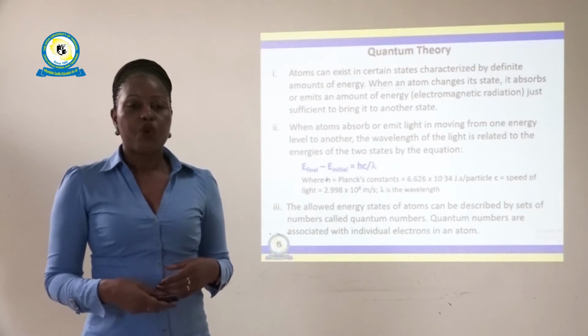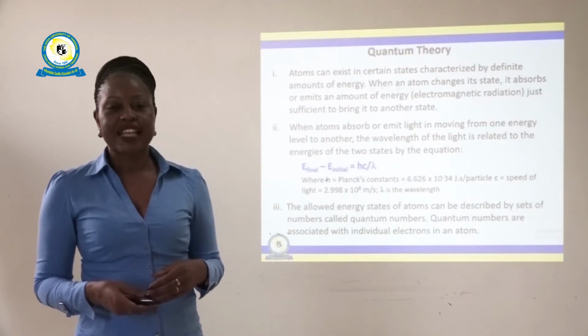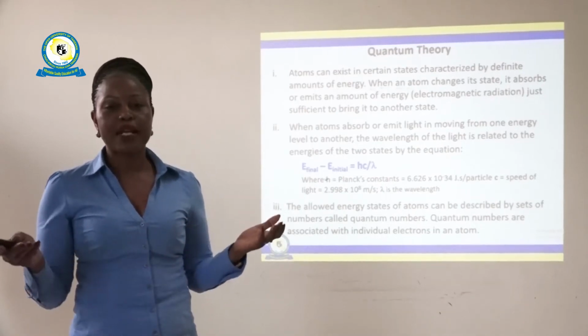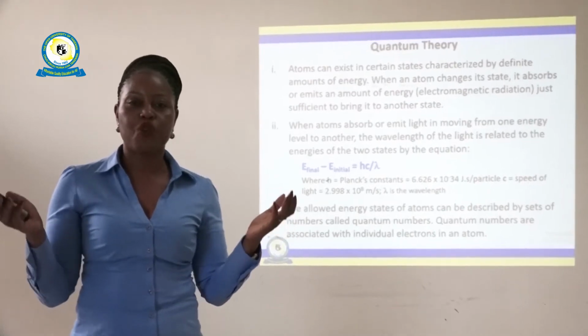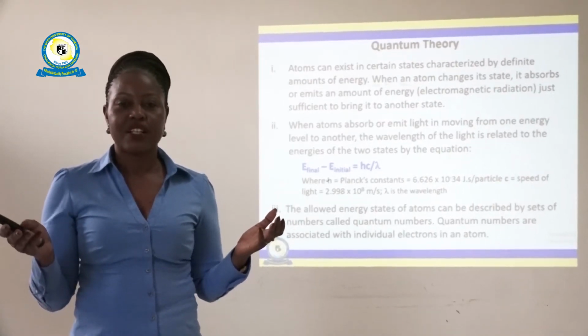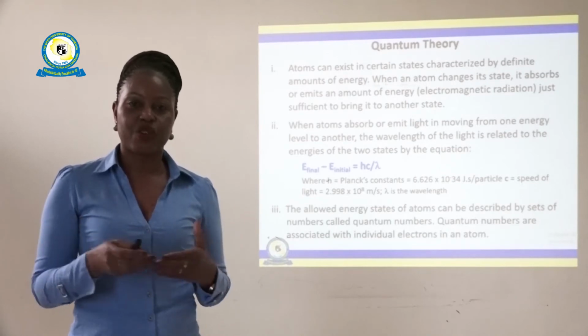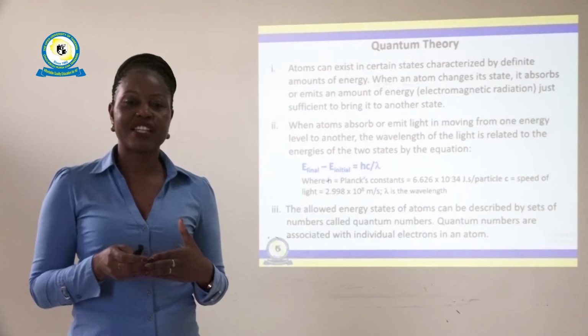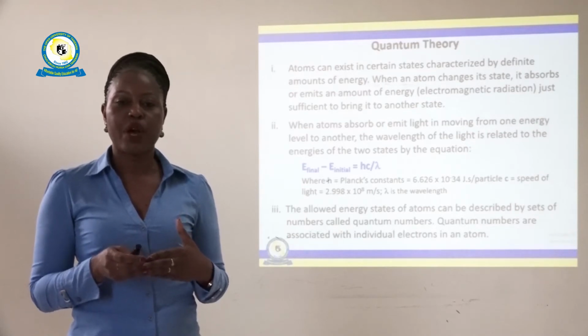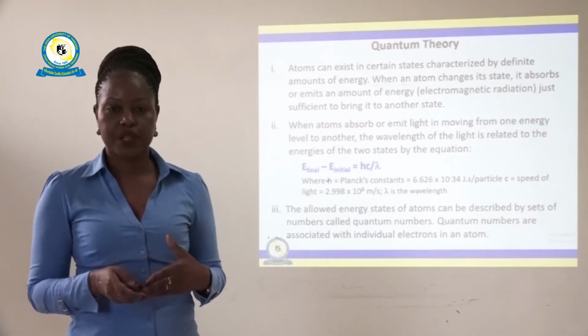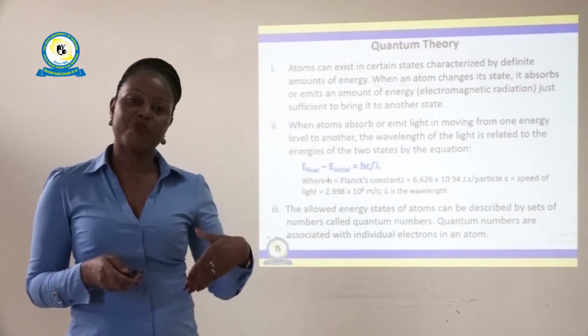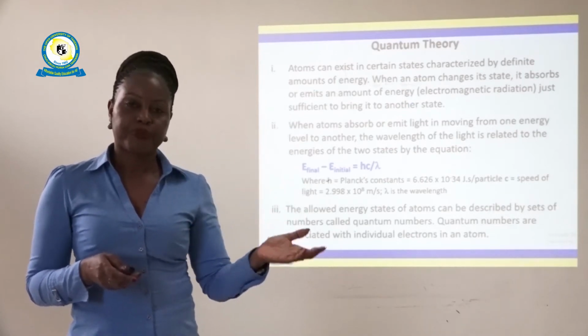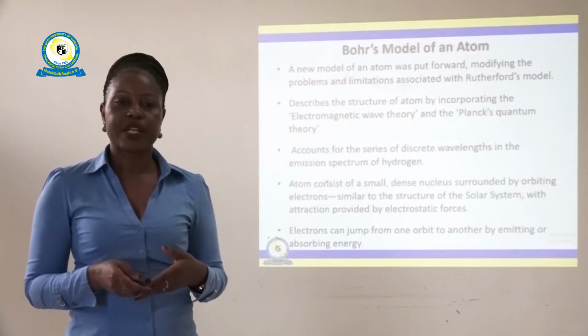It also followed that the energy state of an atom can be described by a set of quantum numbers. And these are like addresses of an atom. Quantum numbers are associated with individual electrons in an atom. That was basically some of the postulates of the quantum theory.